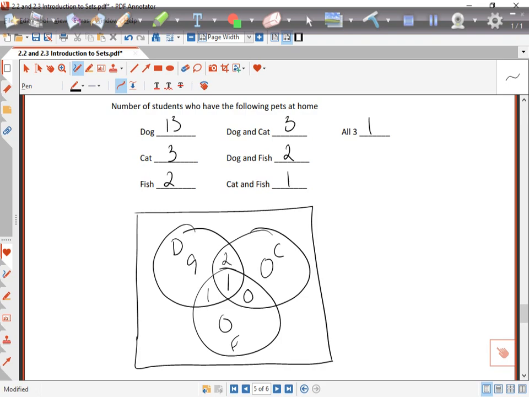Then we need to find the number that goes on the outside. So if we add all these up, we get 13. And we had a total of 18 students, so 18 minus 13 gives me 5.